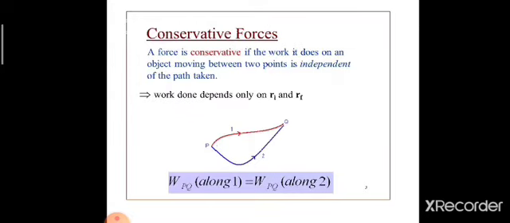Now let us discuss conservative forces. A force is said to be conservative if the work it does on an object moving between 2 points is independent of the path taken. For example, let the particle move from point P to point Q through paths 1 and 2. If the force acting on the particle is conservative, then the work done along path 1 will be equivalent to the work done along path 2.